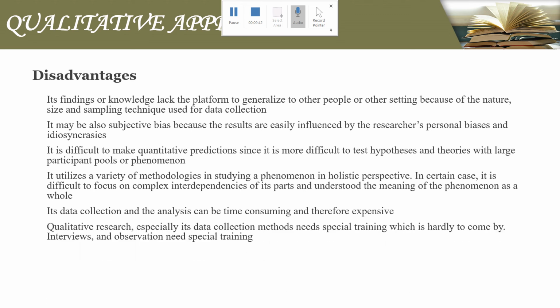Qualitative research, especially its data collection method, needs special training, which is hardly to come by. For instance, doing interviews, observational and focus group discussion, there is the need to train the interviewer in order to be able to interview the interviewee, and also to be able to conduct the interview to capture the appropriate information to answer your research question. It is exploratory rather than confirmatory.